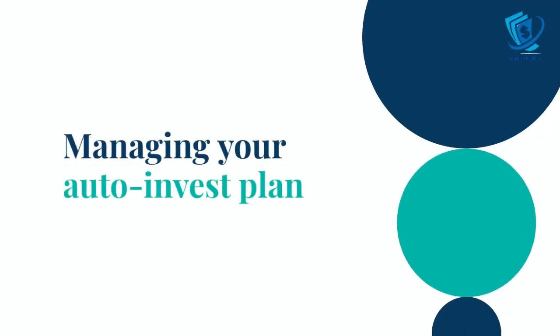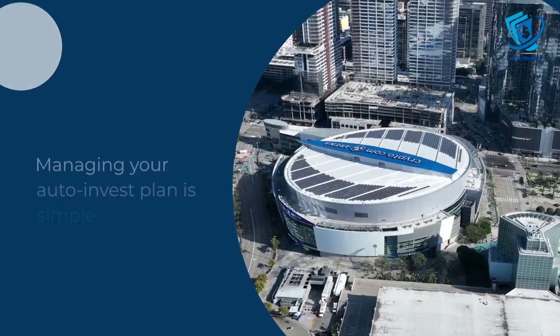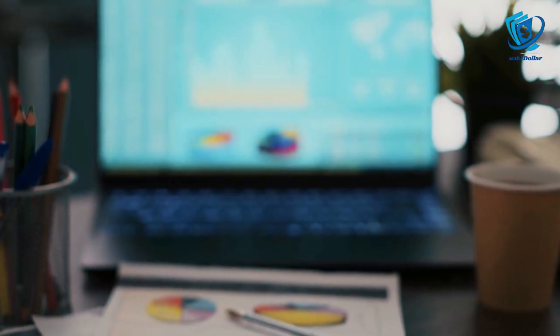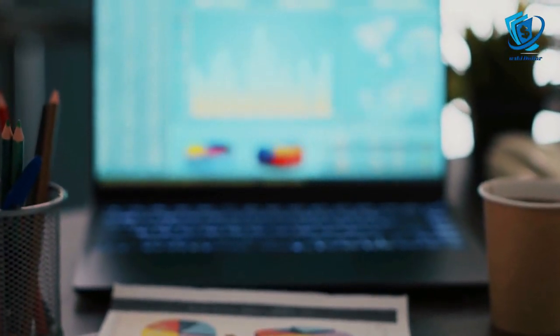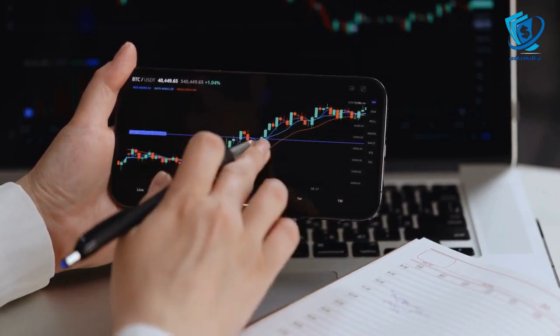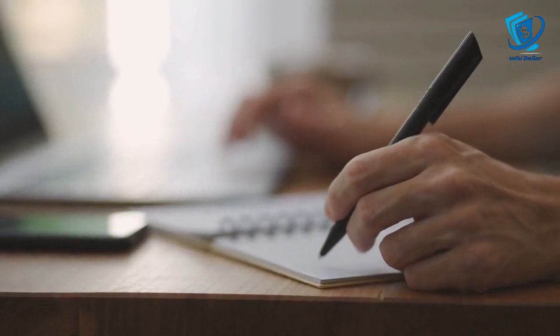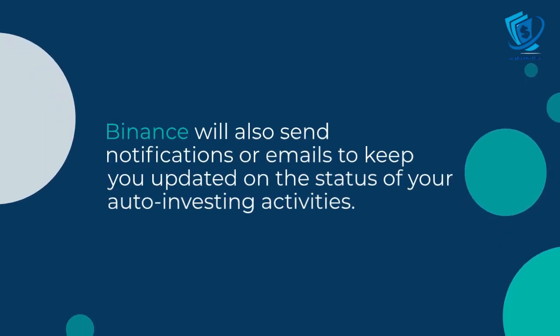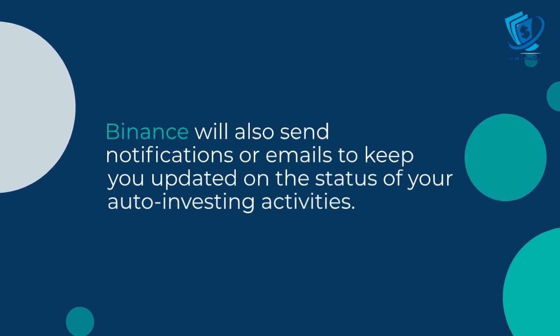Section 5. Managing your auto-invest plan. Managing your auto-invest plan is simple. Once the plan is active, you can monitor it under the auto-invest plan section on your Binance dashboard. From here, you'll be able to track your investments, view a summary of past purchases, adjust, pause, or cancel your auto-invest plan. Binance will also send notifications or emails to keep you updated on the status of your auto-investing activities.